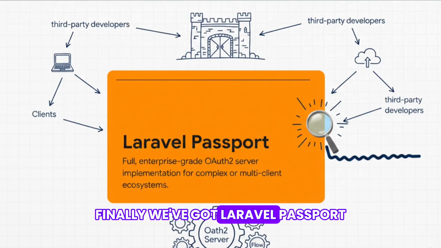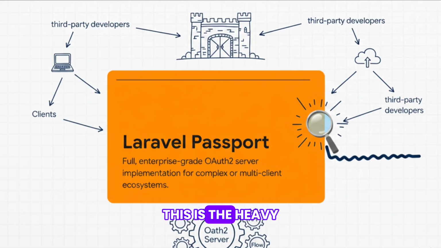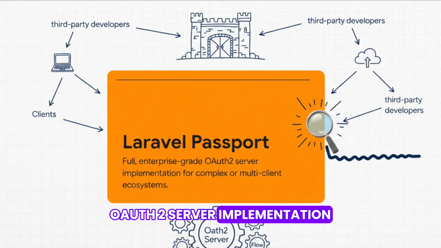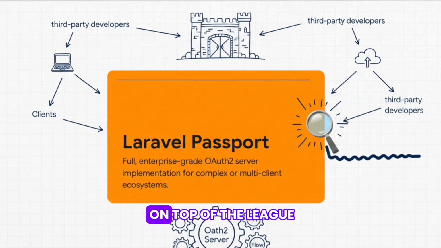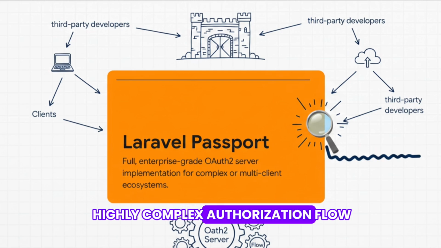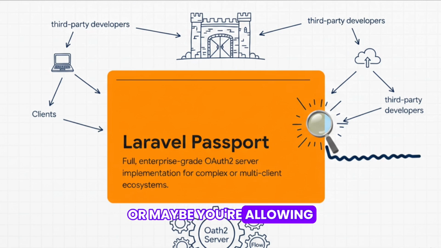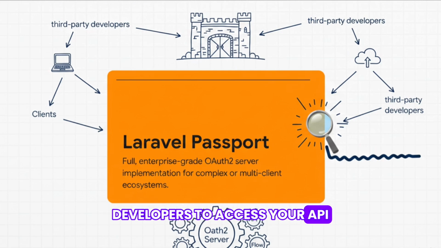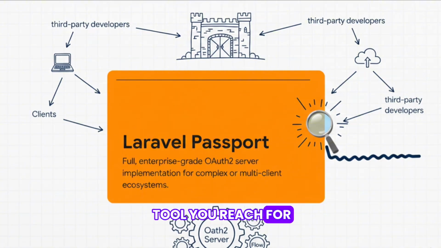Finally, we've got Laravel Passport. This is the heavy hitter. Passport is a full enterprise-grade OAuth 2 server implementation, and it's built right on top of the League OAuth 2 server. If you're building a highly complex authorization flow, or maybe you're allowing third-party developers to access your API, yeah, this is the tool you reach for.